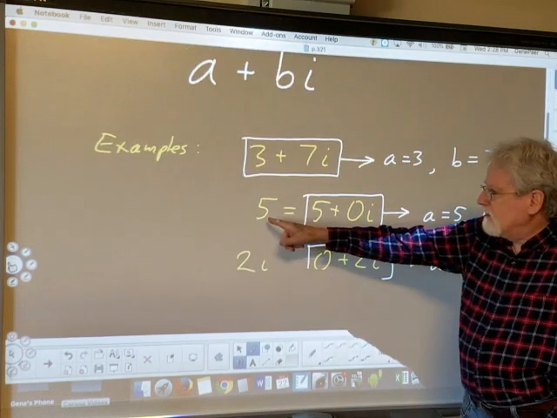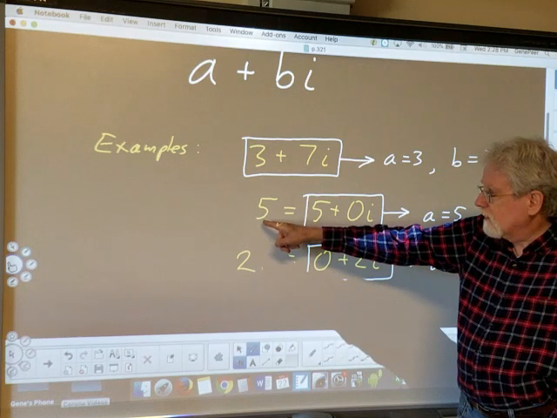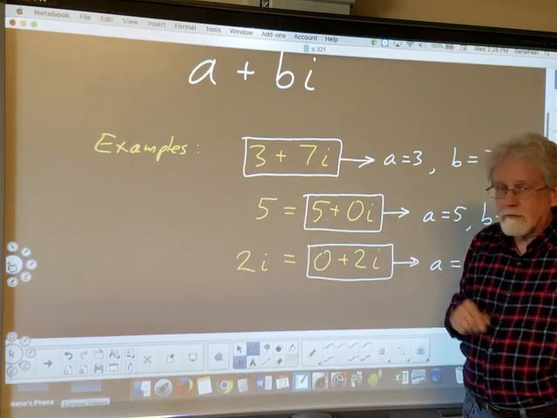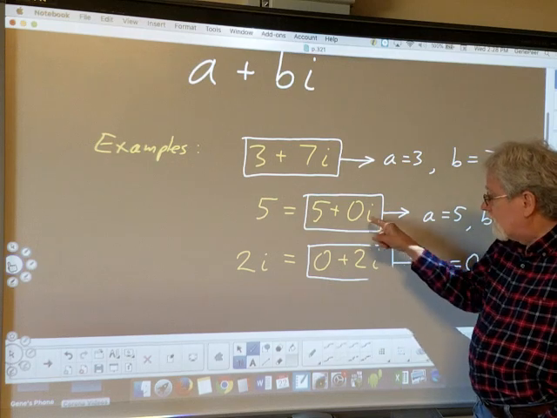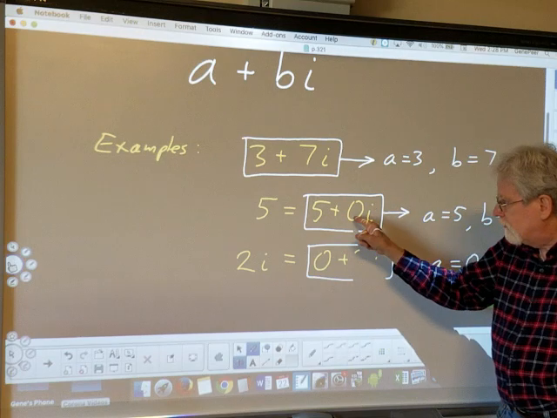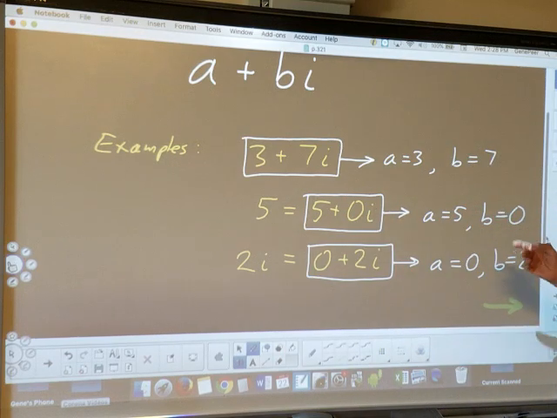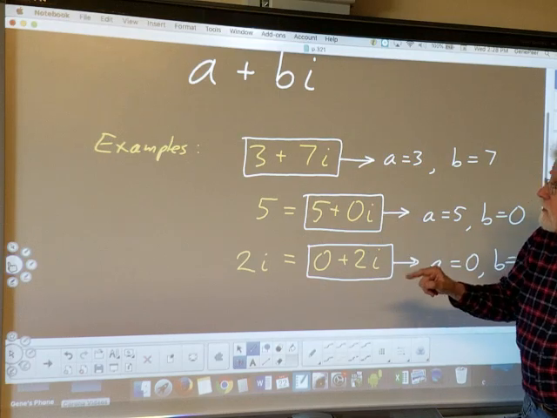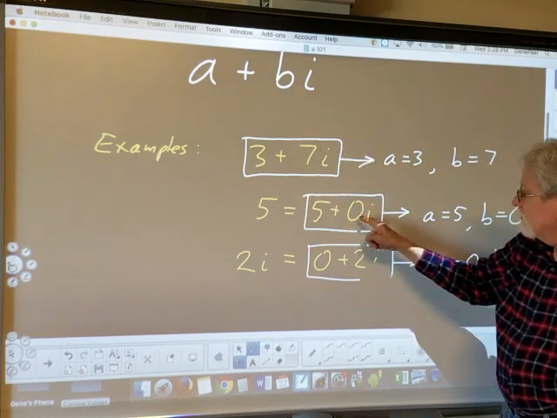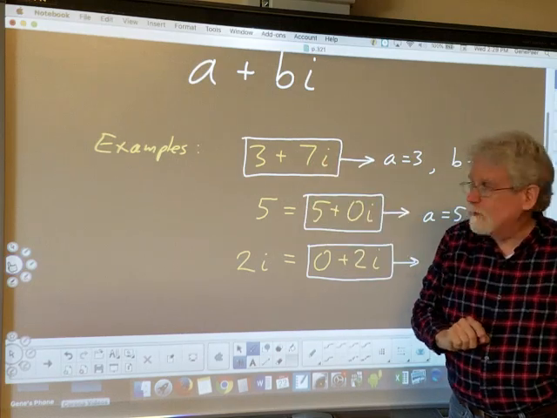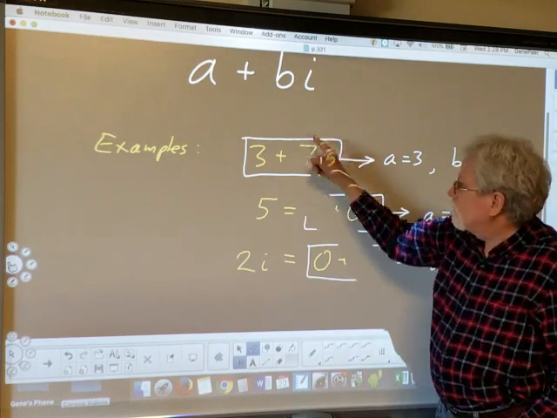Can we write 5 in complex standard form? Yes. In complex standard form, 5 would be 5 plus 0i. It has no imaginary part, so it's just 5 plus 0i, where a is 5, b is 0. By the way, when I'm classifying these, I don't say that b is 0i. No, b is just 0. Like here, b was just 7. b is not 7i, b is just 7.